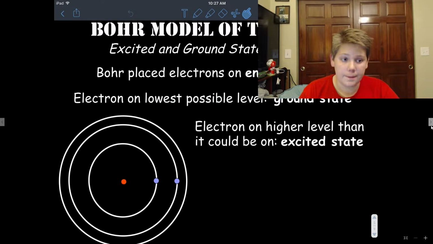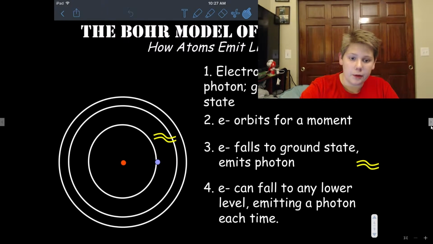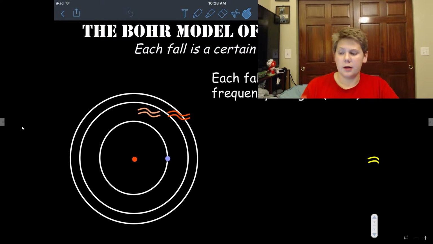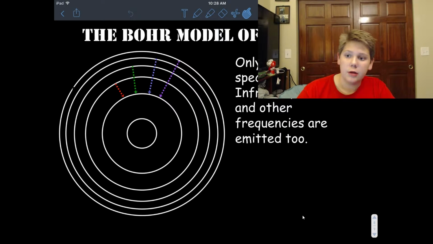So, let's recap. The electrons from the ground state orbit for a moment, so they pop out. And then they fall back to the ground state, which emits a photon. And then each fall emits a certain frequency of light, color, depending on what level it went to. As it says right here, only the visible spectrum is included. Infrared, ultraviolet, and other frequencies are emitted too. So, the closer it is to the ground state, that's the color. The closer it is, it's going to have less energy and less frequency.